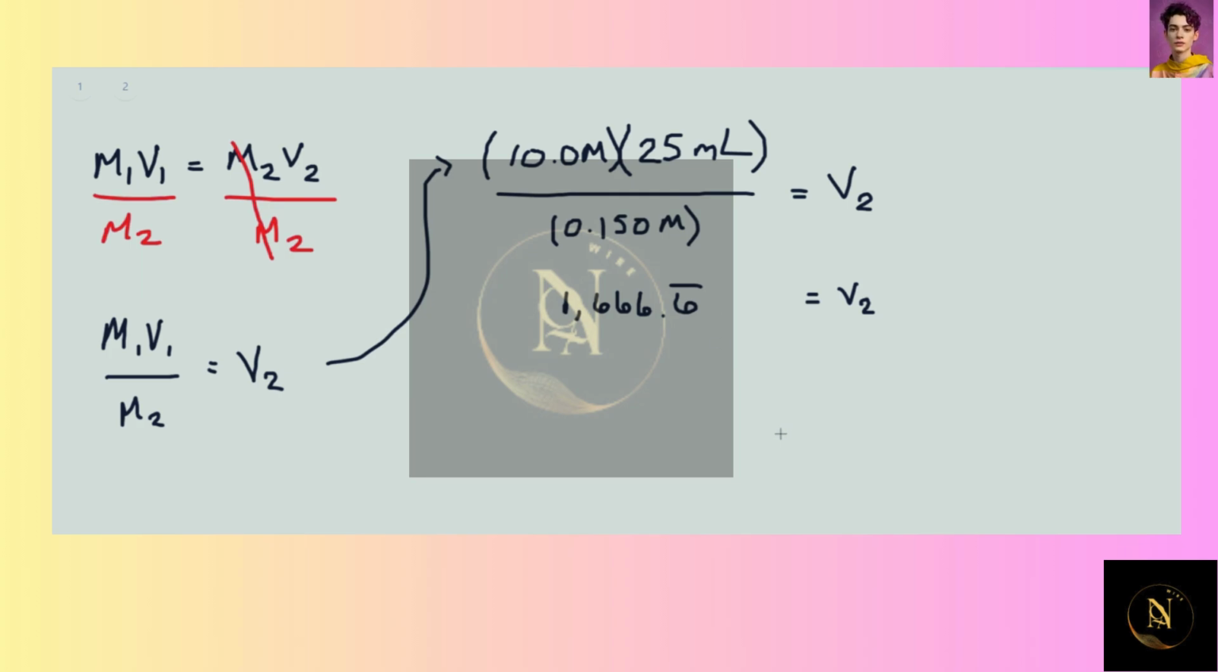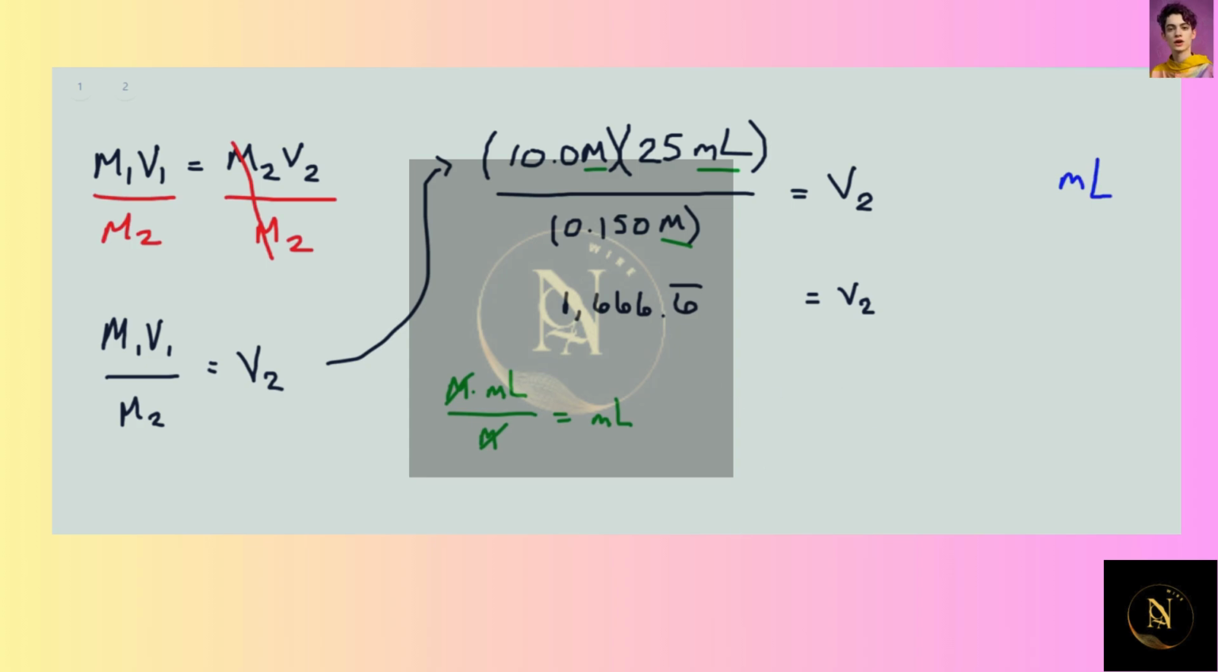Now let's first evaluate our units. So we've got molarity times milliliters over units of molarity. Molarity divided by molarity leaves us with units of milliliters. So that'll be in our final answer, which I'll write over here.